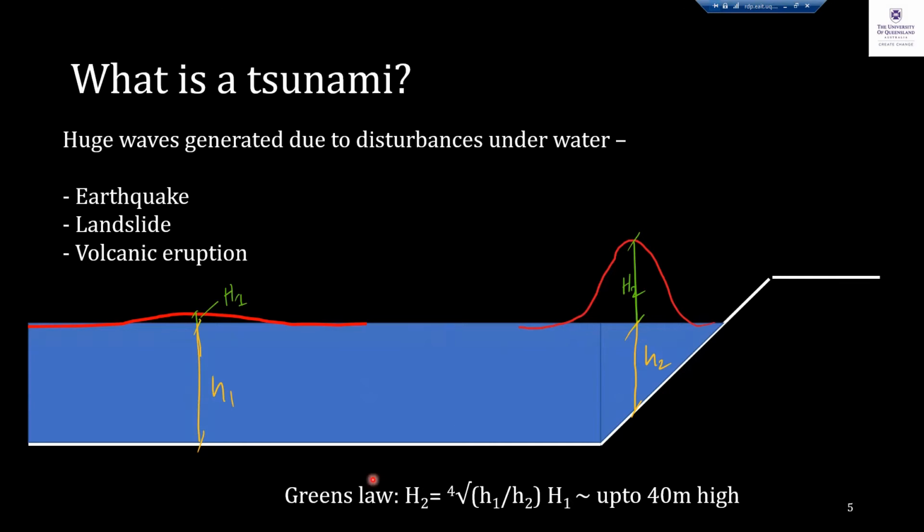And usually it can be predicted using Green's law, where if we know the offshore water depth and the water depth at a location on the beach, then we can estimate what would be the wave height close to the beach. And in the case of a tsunami, it can reach sometimes up to 40 meters. For example, in 2011, some of the waves were reported to be 35 meters or 40 meters high.